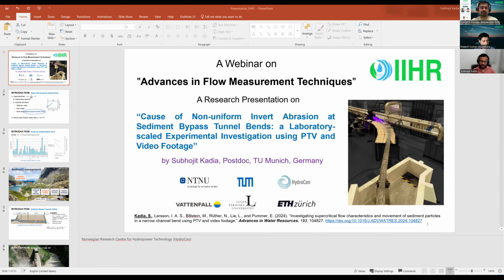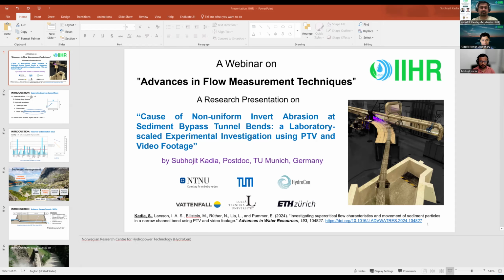First, I will cover the background of the sediment bypass tunnel, particularly supercritical narrow channel flow. This work was done as part of my PhD, I would say the last part of my PhD in Sweden. As you can see on the right-hand side, there is a photograph of the experimental setup. This work was published in Advances in Water Resources at the end of last year.